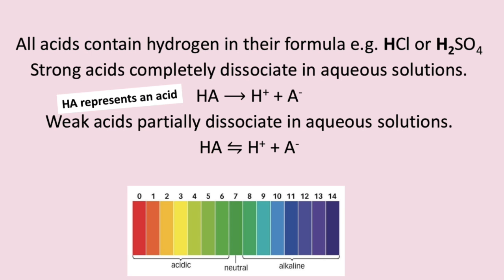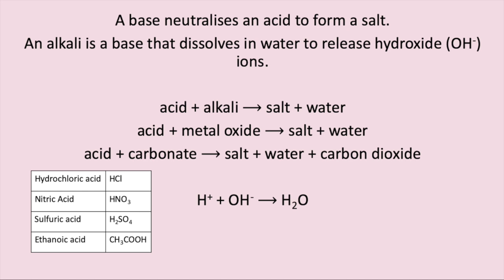On to Chapter 4, Acids and Redox. All acids contain hydrogen in their formula, and when dissolved, they produce hydrogen ions. We call this dissociating. Strong acids completely dissociate in aqueous solutions. Weak acids partially dissociate in aqueous solutions, and we often show this by using reversible reaction signs to show the reaction isn't complete. A base neutralizes an acid to form a salt.